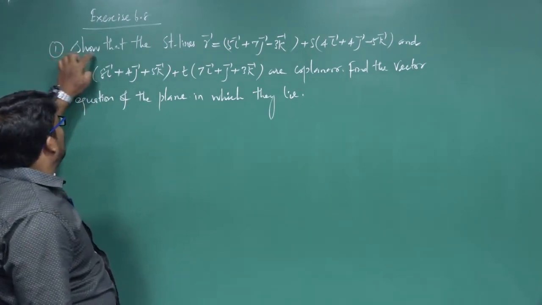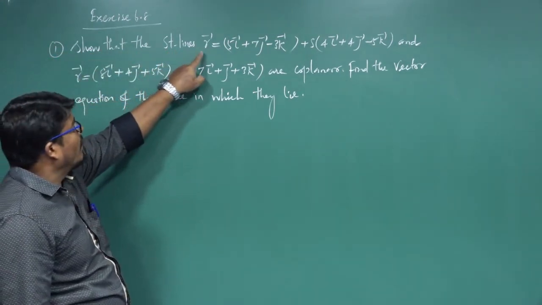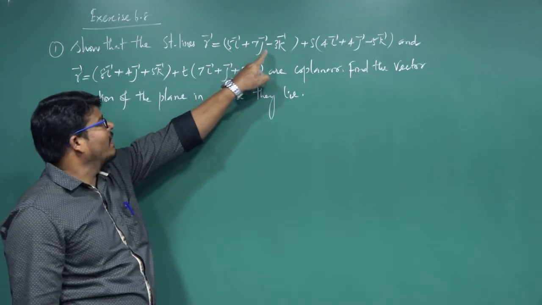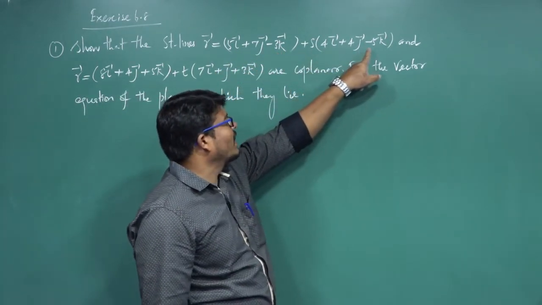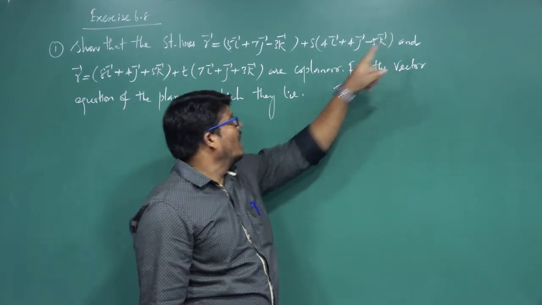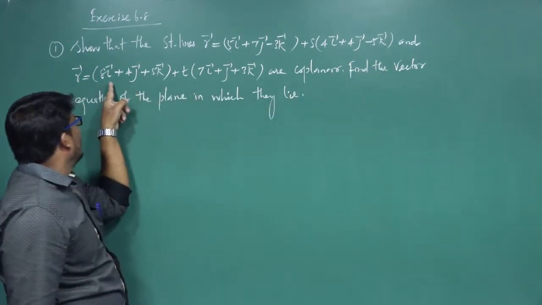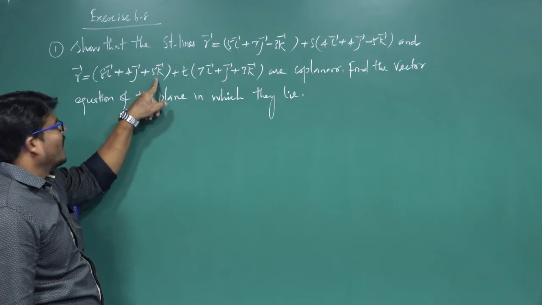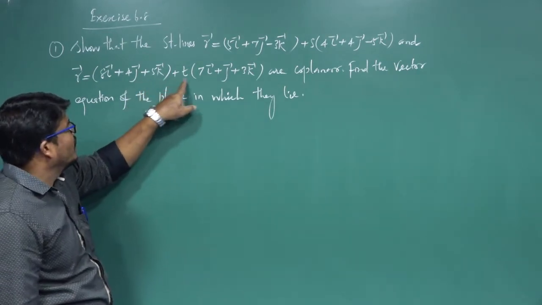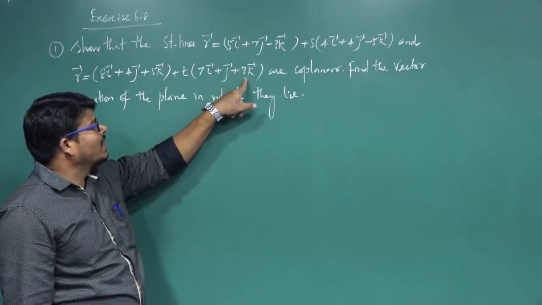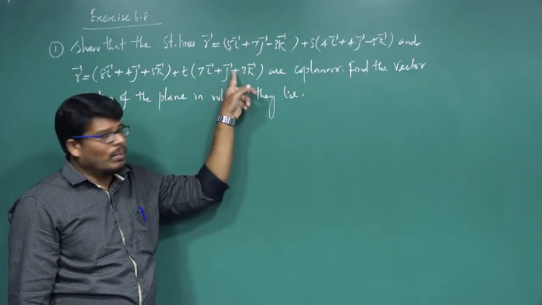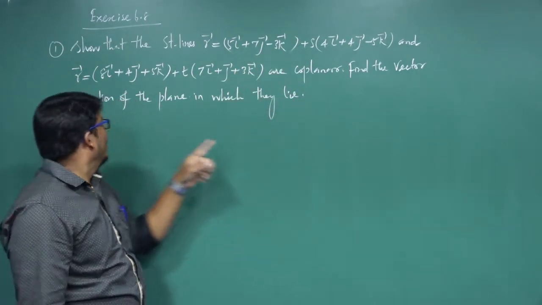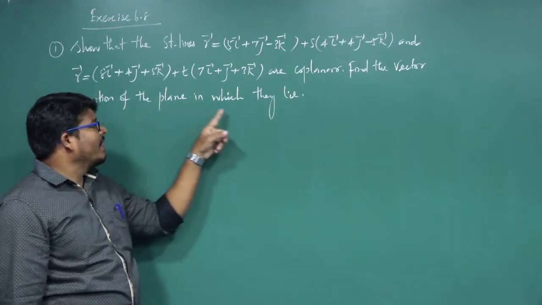The first one: show that the straight lines r vector equal to 5i vector plus 7j vector minus 3k vector plus s of 4i vector plus 4j vector minus 5k vector, and r vector equal to 8i vector plus 4j vector plus 5k vector plus t of 7i vector plus j vector plus 3k vector, are coplanar. Given the two lines are coplanar, find the vector equation of the plane in which they lie.